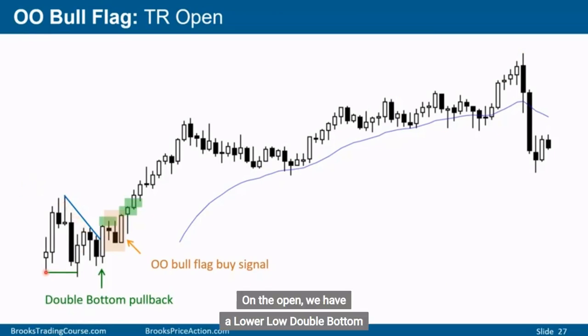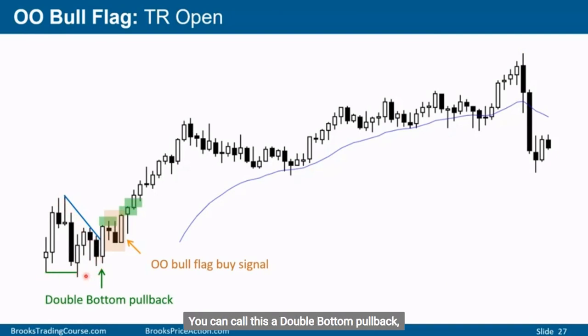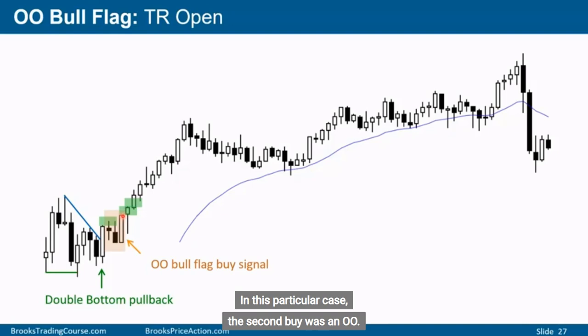On the open, we have a lower low double bottom and then a pullback to a higher low. If you want, you can call it a triangle open. You can call this a double bottom pullback. So a double bottom and then a reversal up and a pullback to a higher low. I'm looking to buy. I would buy above a big bull bar closing on its high, especially breaking above the trend line. Or you could wait for a second bull bar closing on its high. In this particular case, the second buy was an 00.